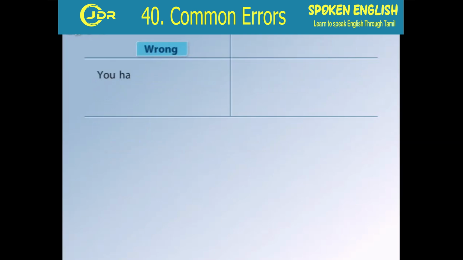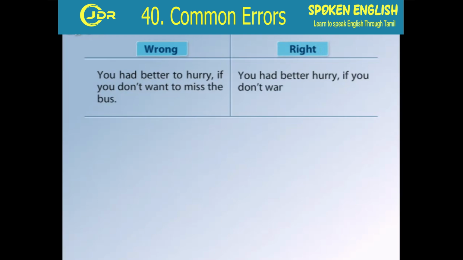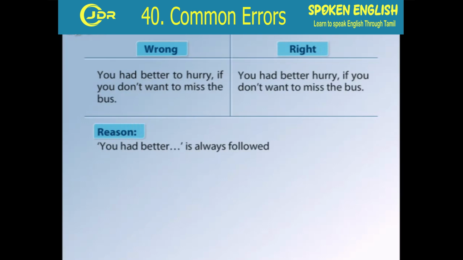Wrong. You had better to hurry if you don't want to miss the bus. Right. You had better hurry if you don't want to miss the bus. Reason. You had better is always followed by the simple present tense verb.